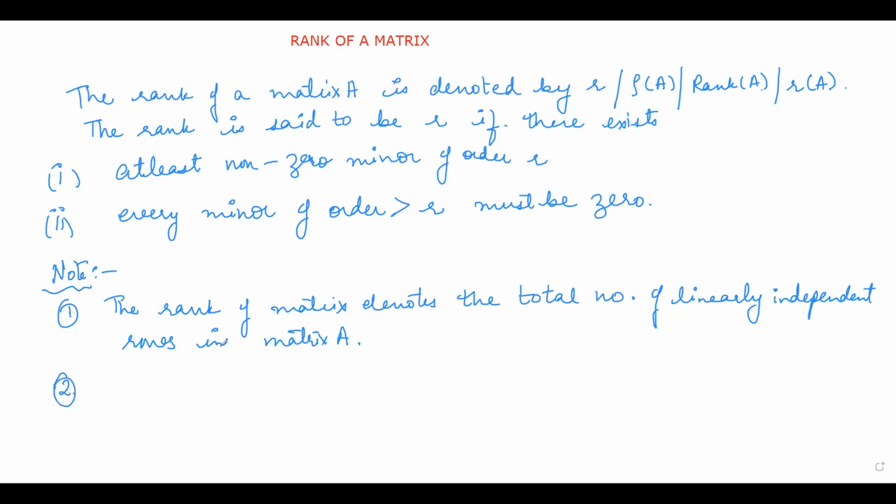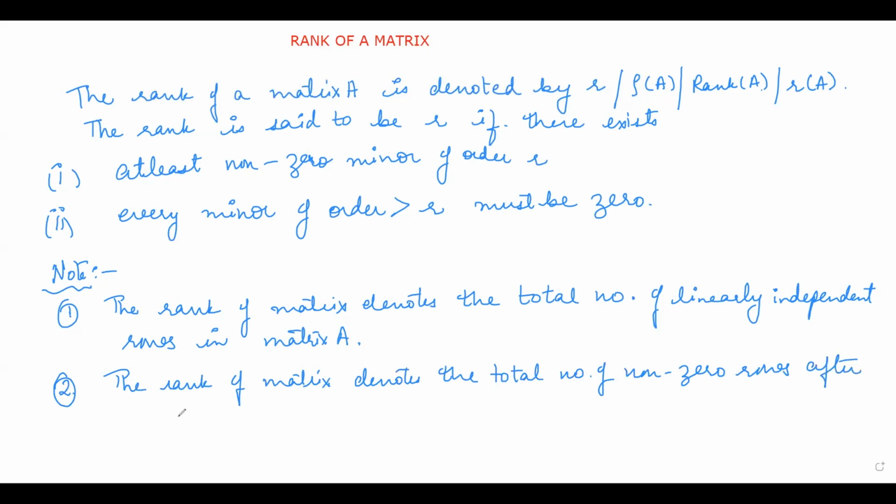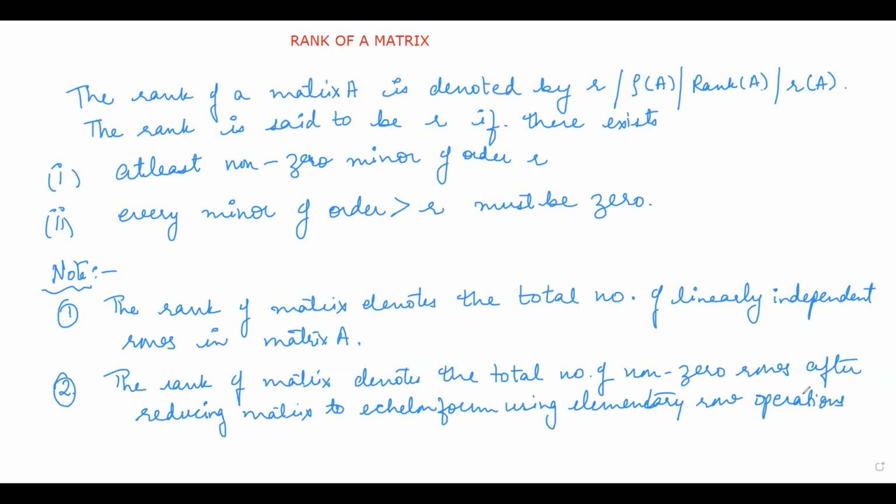And second, the rank of the matrix denotes the total number of non-zero rows after reducing the matrix to the echelon form using elementary row operations. So this is what we have.